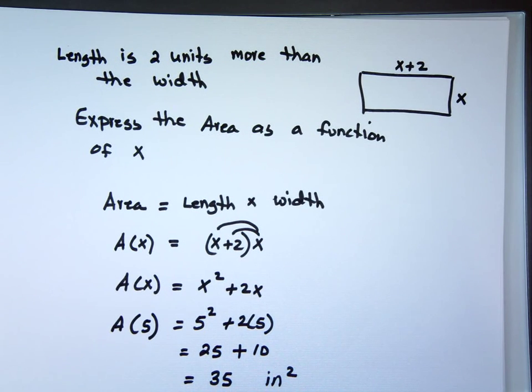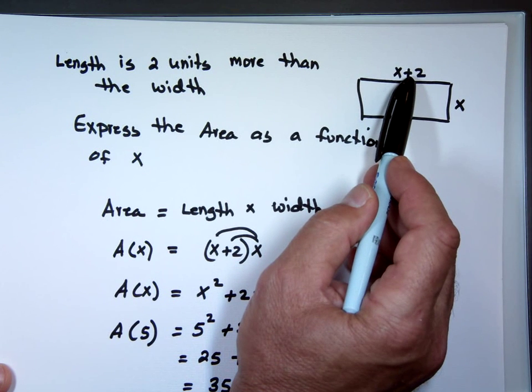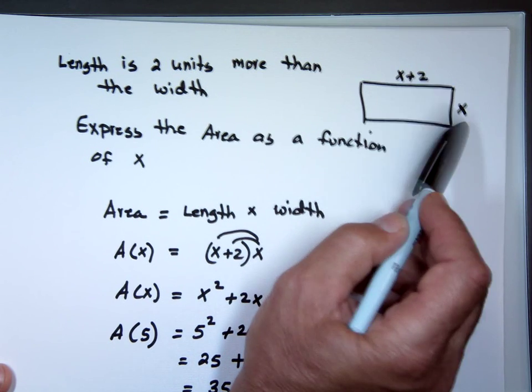Let's see if what we did is correct. So when you let x be 5, that's what this one says. x is 5. That means the width is 5. Well, if the width is 5, what's the length? 7, 2 more than that. What's 7 times 5? Is that 35? Yep. Sure enough.